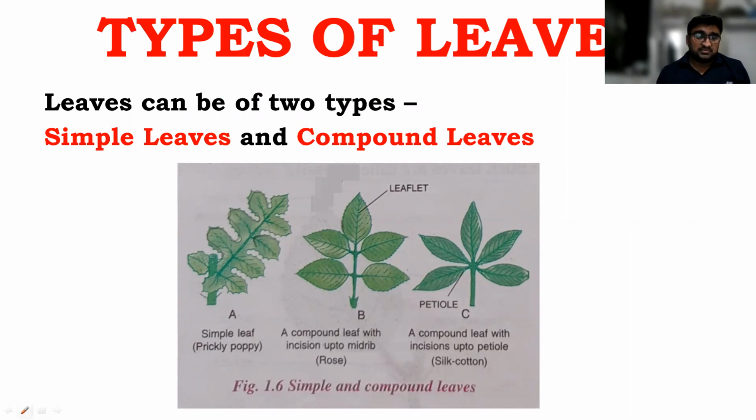So simple leaves means those leaves in which the lamina of the leaf is not divided. If the entire lamina is present, then such types of leaves are known as simple leaves. This was an example of a simple leaf you can see. Well, compound leaves are the types of leaves in which the lamina of that leaf is divided into a number of smaller portions. Such a type of leaf is known as a compound leaf.